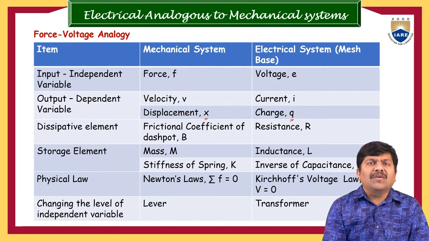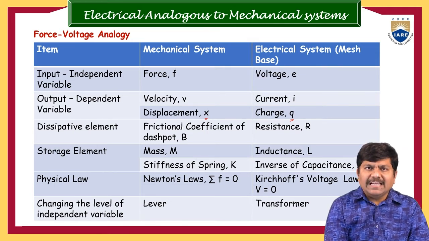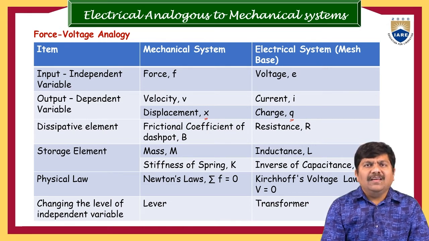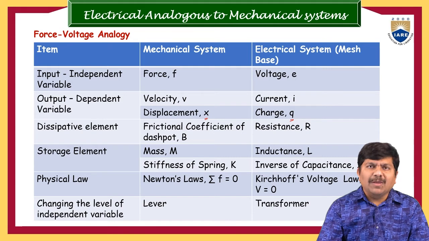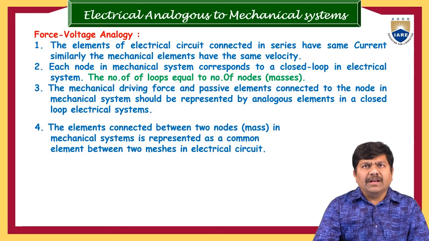That is nothing but the number of loops in the electrical system is also the same. So, the number of mass units in the mechanical system is also equivalent to the number of loops in the electrical system. These two are very, very important points. So, these are a few more points we can write here.